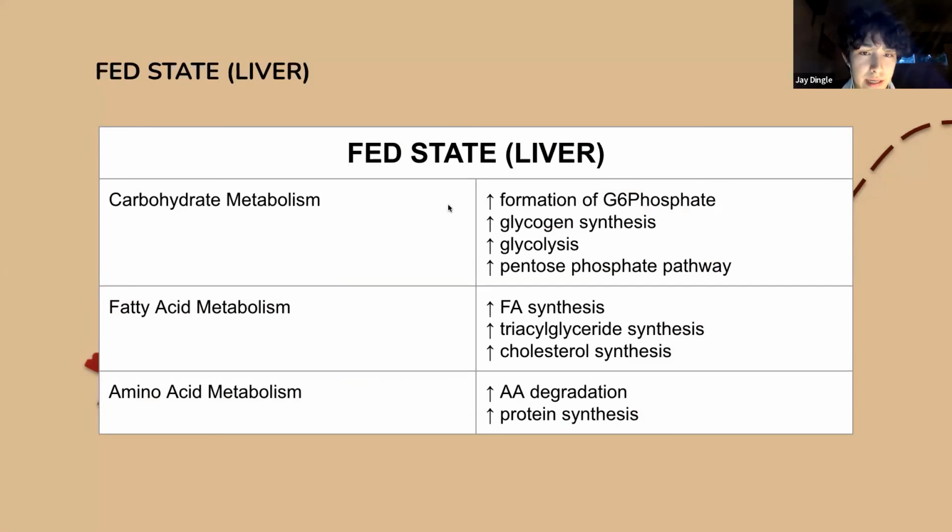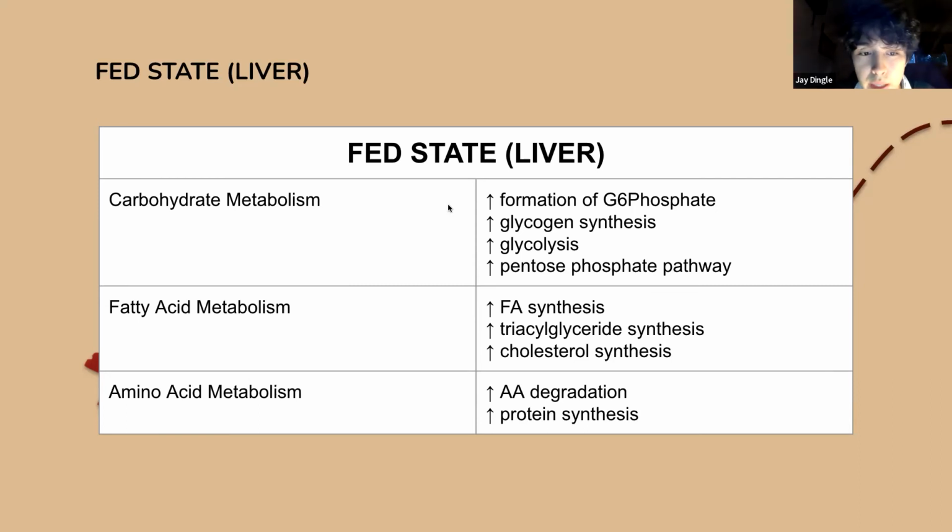So in the fed state, just remembering that the liver will process fats, carbs, and proteins, we will have an increased formation of glucose 6-phosphate because there's more glucose in the blood. And glucose 6-phosphate will trigger the start of metabolic pathways such as glycolysis and the pentose phosphate pathway. So that's why glycolysis and pentose phosphate will increase, as well as the fact that glucose 6-phosphate can be converted to glycogen, which is a form of energy storage. So we also get increased glycogen synthesis in our fed state.